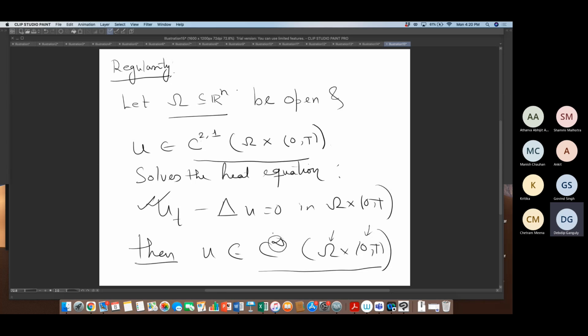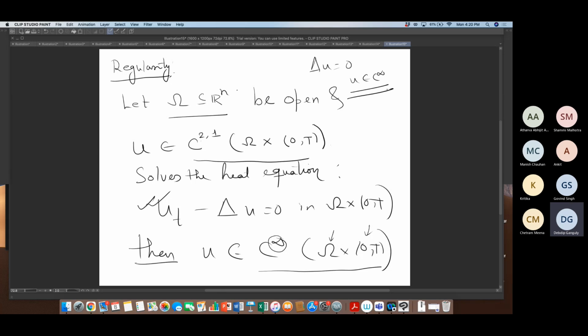You can prove that it is C infinity. Whenever the heat equation regularizes the solution, it's called regular. That means if u satisfies this equation, then u is a smooth solution, a C infinity solution, like the Laplacian of u equal to 0. Remember, u is C infinity then. Heat also has this property.